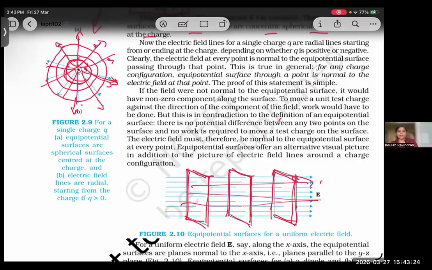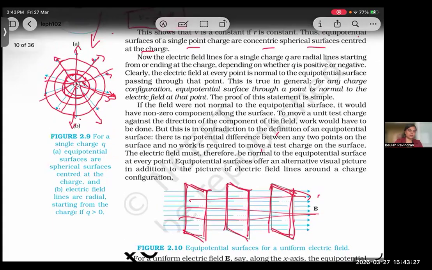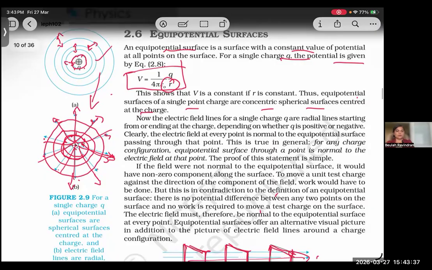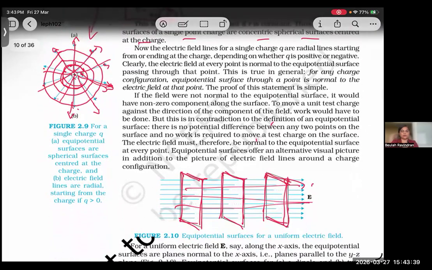So we can say these are all the spacing, and the spacing addresses the strong and weak field locations. Okay, that's what is given here. I told you no work is required to move a test charge on the surface. That means no potential difference between any two points on the surface. It is known as an equipotential surface. By definition, we can define it like this.